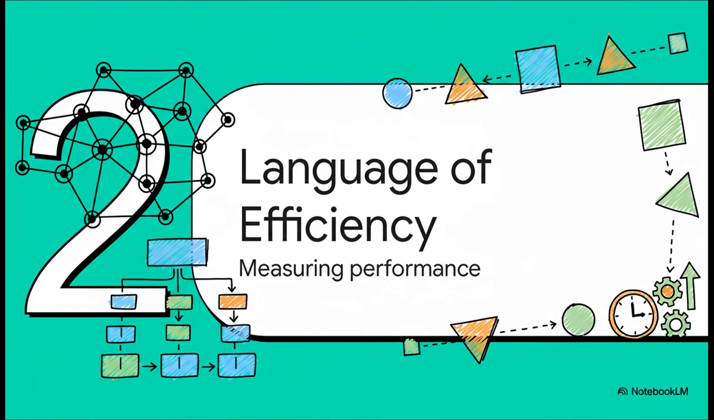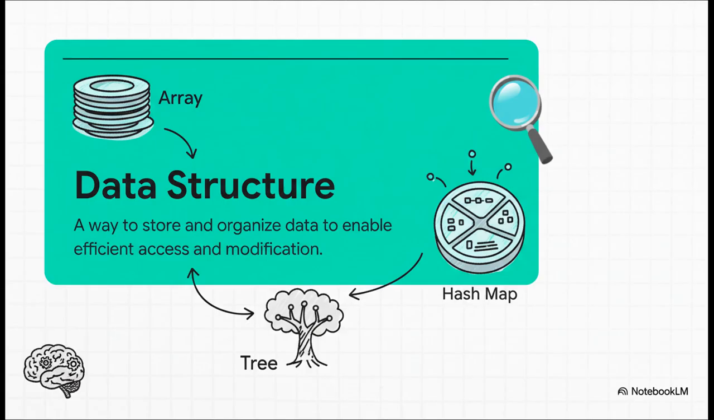So, to be smart with our data, we need a way to talk about it, right? A shared language to measure performance. This next part is all about the essential vocabulary that lets developers actually measure, compare, and ultimately optimize their code. The easiest way to think about a data structure is as a specialized container. I mean, you wouldn't store soup in a filing cabinet or your important papers in a big soup pot, right? It's the same in programming. Choosing the right container for the job, whether it's an array, a hash map, or a tree, is always the first step to writing efficient code.